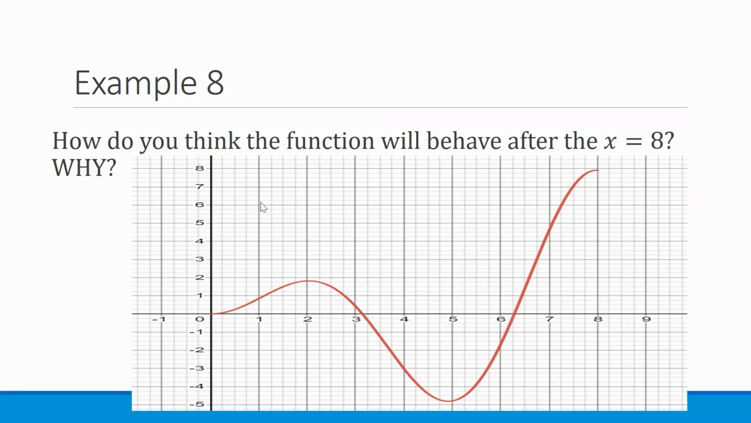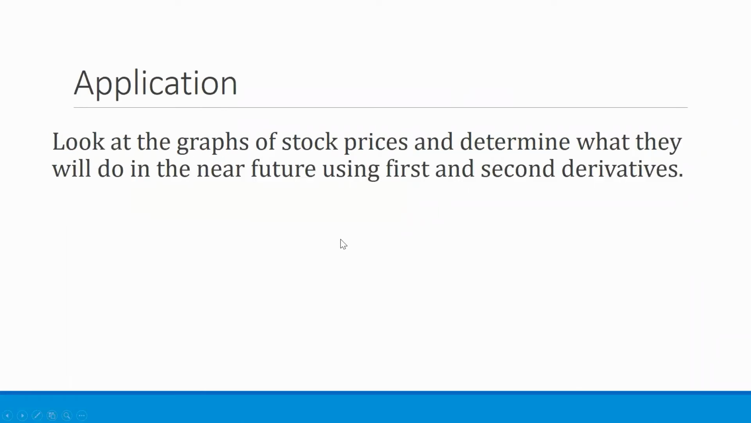You might ask, well, what's the sense in all of this? This should give you a little bit of understanding of the patterns and things you can see in the future. One real practical application is to look at graphs of stock prices and try to determine what they're going to do in the near future using the first and second derivatives.